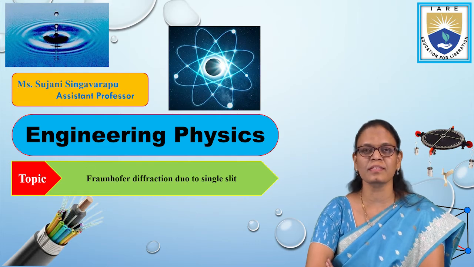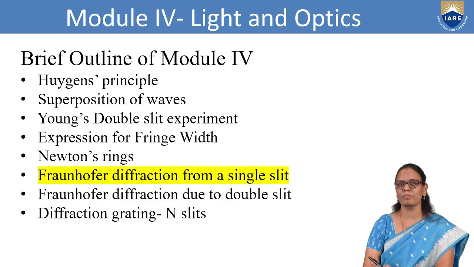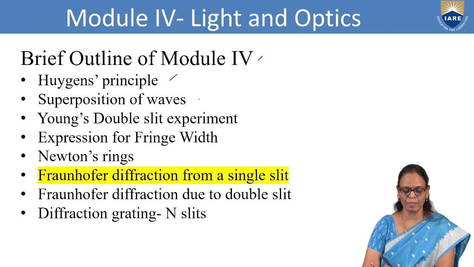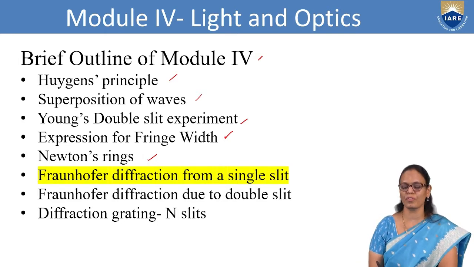Today we are going to discuss diffraction due to single slit. When we look at module 4, we have already discussed Huygens principle, superposition of waves, Young's double slit experiment, expression for fringe width, and also the Newton's rings experiment. You can view the videos related to this topic. Now today we are going to talk about Fraunhofer diffraction from a single slit.